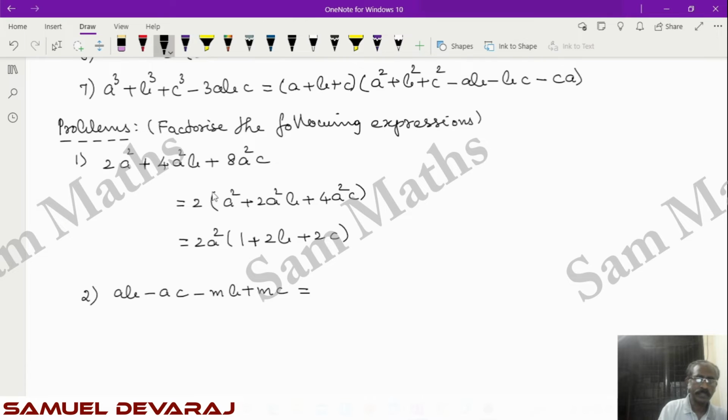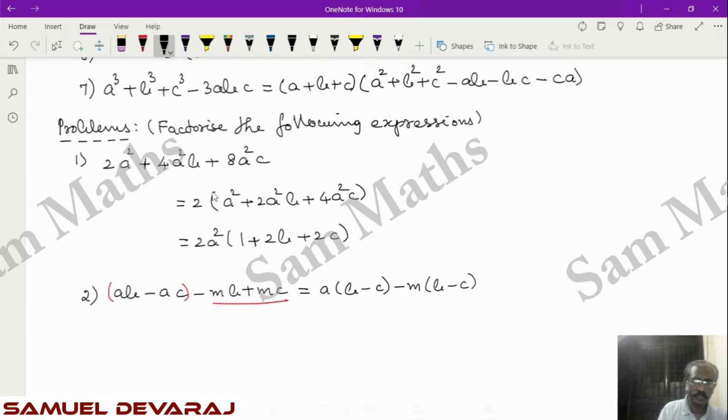You group the first two terms. That is, these two terms you take together, and next you consider these two terms. Right, children? So what we can do, from the first two terms a is common, a into b minus c. Then you take minus m from the next two terms. It becomes minus m into b minus c. Are you clear with this?